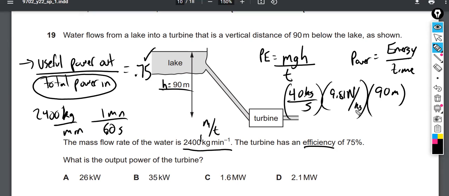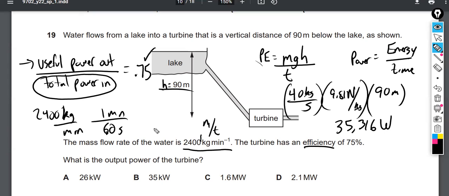So when we multiply this, the kilograms cancel and we get newton meters per second. A newton meter is a joule, and a joule per second is a watt. So this will give us the total power in the denominator: 40 times 9.81 times 90 gives us 35,316 watts of total power. That's the total power that goes into the turbine. If all of the energy were converted, that's how much we would get out. If this were 100% efficient at converting the potential energy into electrical energy, we'd get all of that out. But it's only 75% efficient.